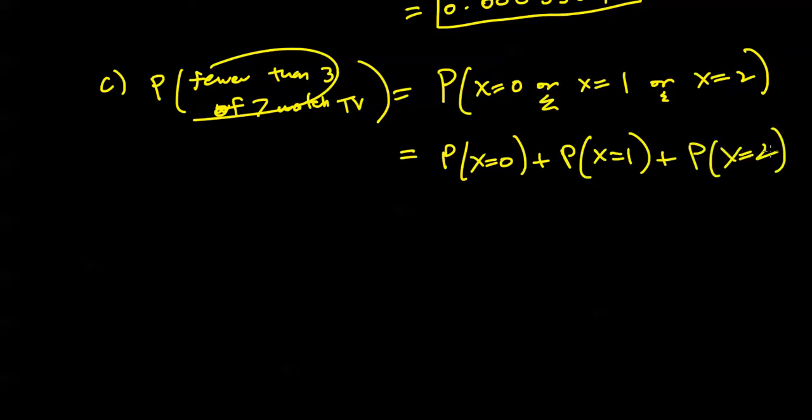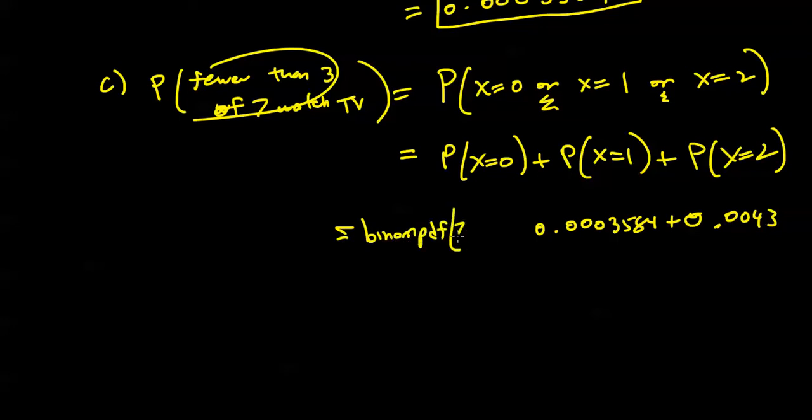But the 2 case was the answer to part A. That was 0.0043. And the 1 case was the answer to part B. And the 0 case, well, I've just got to add in the 0 case here, and I'll write it like this. Binom PDF. I've got 7 trials. The probability of success in any trial is 0.8, and we're looking for 0 successes in that first term.